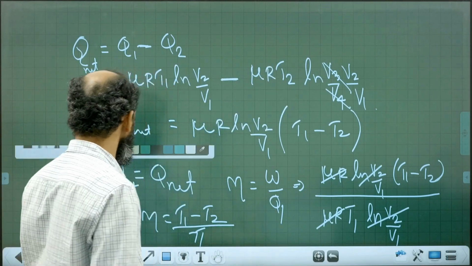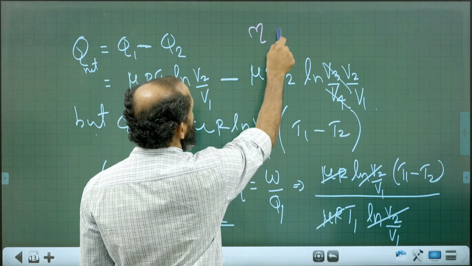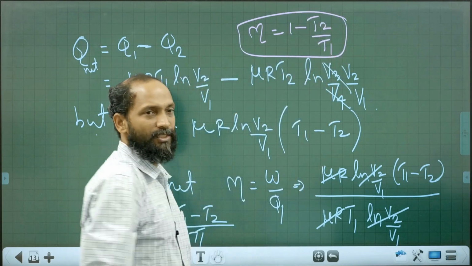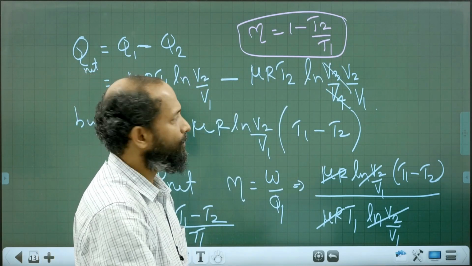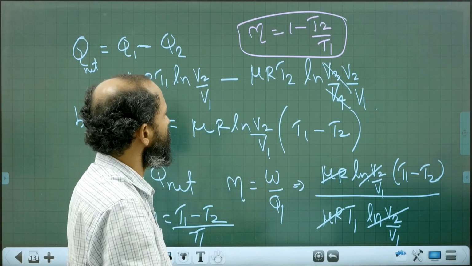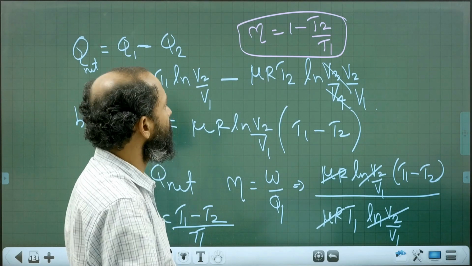That is why I have shown it. Once again, you may have learned it already. Then efficiency equal to 1 minus T2 divided by T1. You may think this is going faster, but you can pause and see it. Okay, then no problem, you can understand. Efficiency equal to 1 minus T2 by T1.